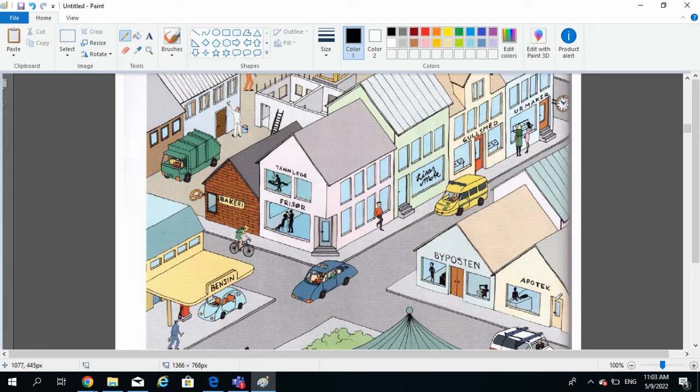Apotek, pharmacy. This is an ambulance. Ladder, ladder. This is a lastebil, truck. Maler, painter. So klokke, ei klokke is a clock. Klokka, the clock. Okay. So this is just a bit of a warm-up.